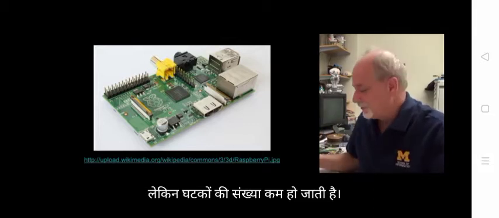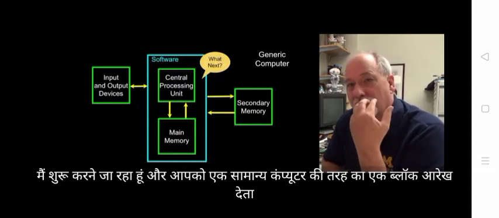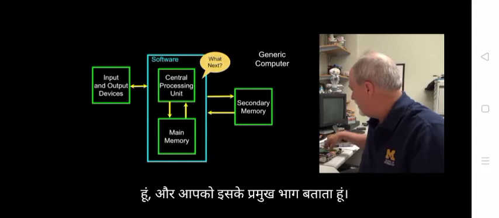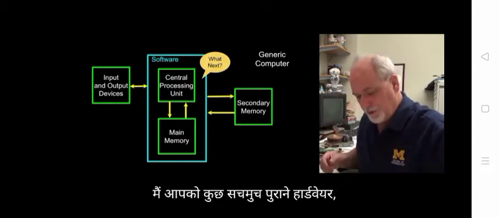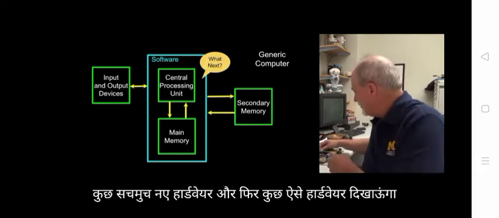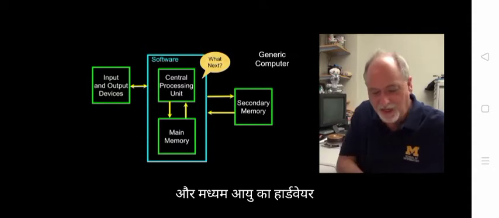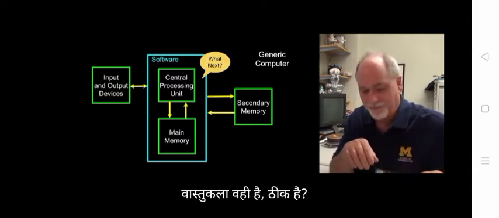So I'm going to start and give you a block diagram of sort of a generic computer and tell you the major parts of it. Now, I'm going to show you some really old hardware, some really new hardware, and then some hardware that is of medium age. And the medium age hardware is probably the easiest one to see. The architecture is the same, okay?